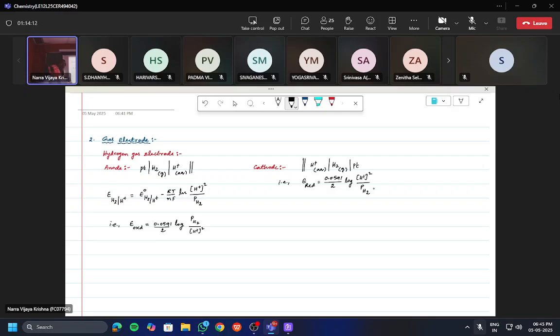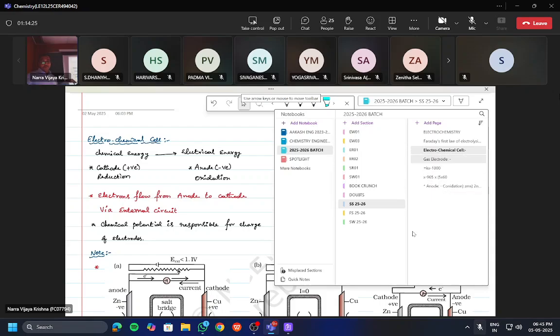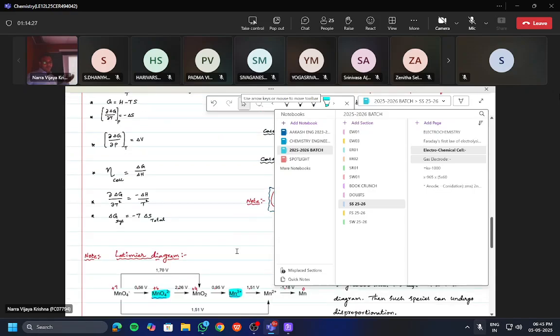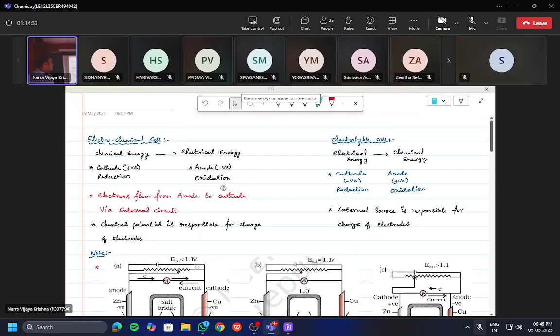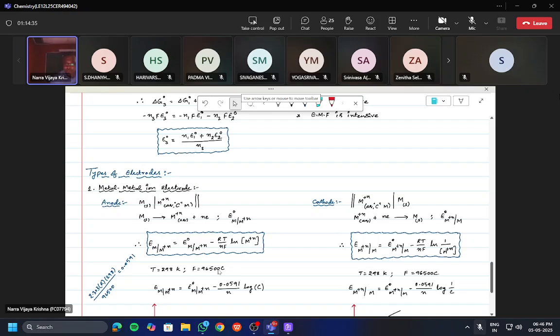If any electrode can be used as both cathode as well as anode, we call such an electrode a reference electrode. So instead of saying types of electrodes, we can also call this types of reference electrodes, because they can be used as cathode or as anode.